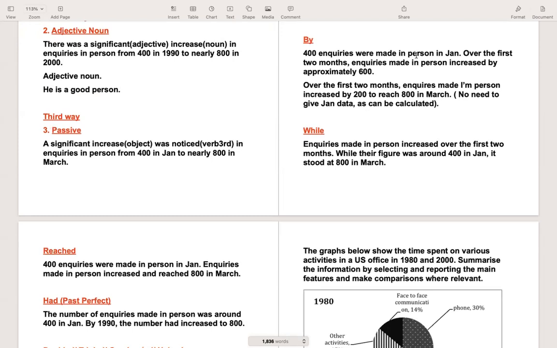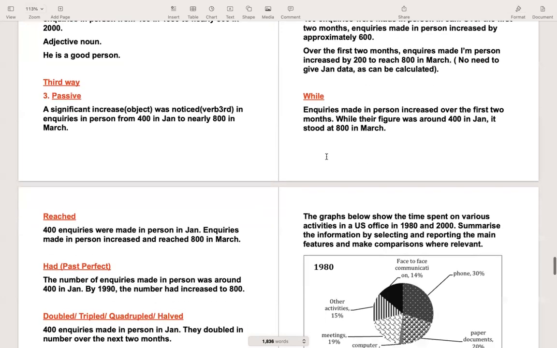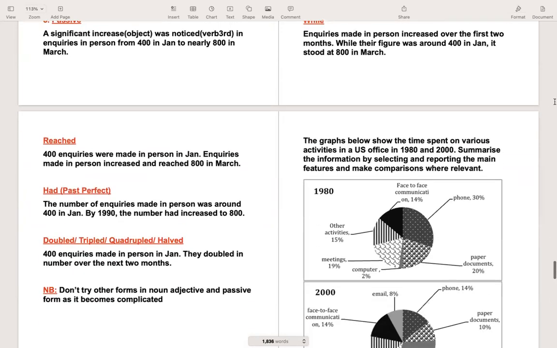Quadruple means 4 times. Okay, 4 times. Triple is 3 times, quadruple 4 times, double 2 times, halved became half. Okay.